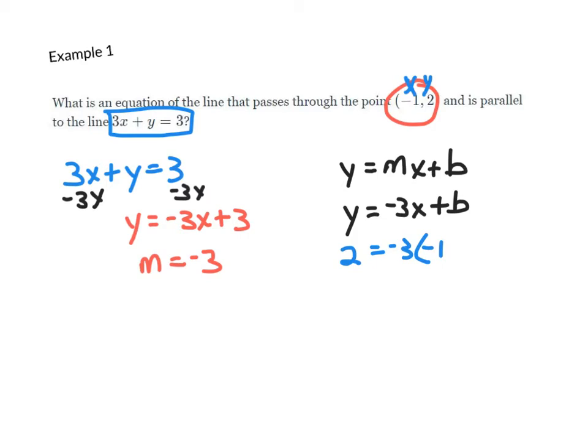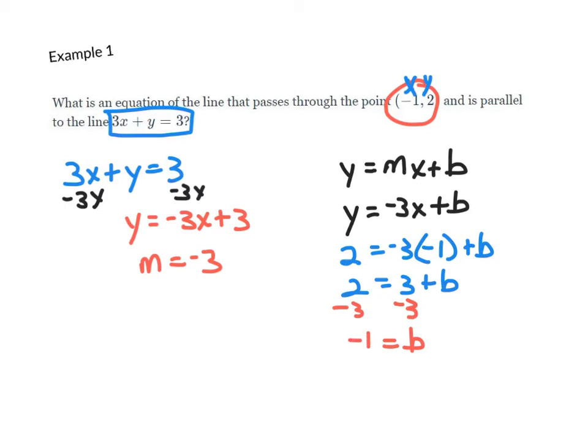So we're multiplying the negative 3 times negative 1 and then plus b. So we're going to just keep working this equation out. That means 2 equals positive 3 plus b. And then if we're going to solve for b, we're going to subtract 3 from both sides. And now we know that b is equal to negative 1.